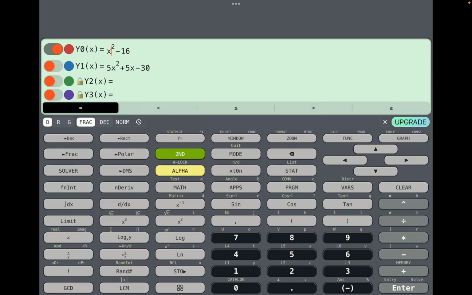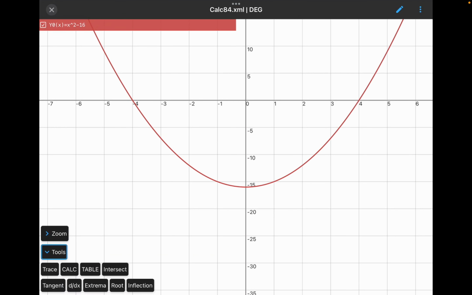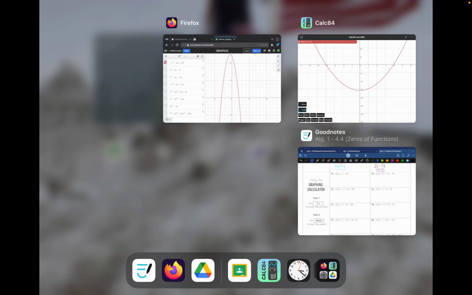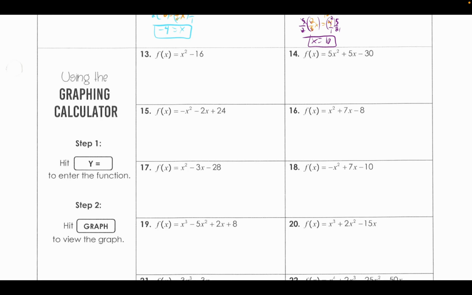I have the second one already typed in as well for number 14, but I toggled that one off. So now as I go to graph at the top right, I can see this graph, and I can see it crosses the x-axis at -4 and 4. So those are my two answers here, -4 and 4. So I write those down. X equals -4, 4.